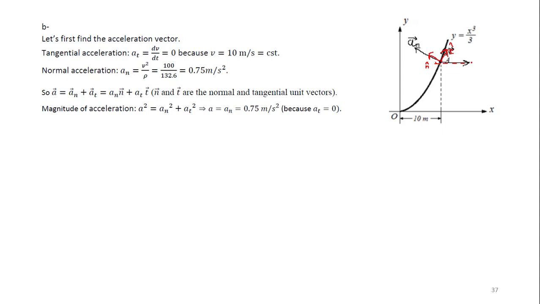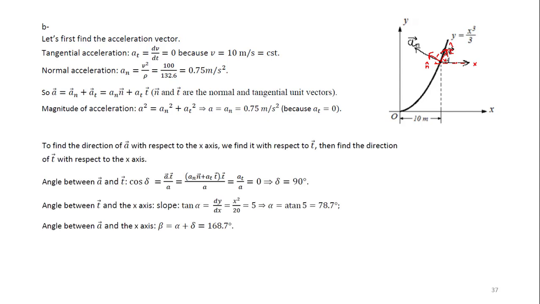Okay, the angle between the x-axis and the an vector is equal to the sum of this small angle plus this small angle. We need to find two angles, in fact. So to find the direction of A with respect to the x-axis, we find it with respect to tau, then find the direction of tau with respect to the x-axis. Okay, so let's first find the angle between an and tau.